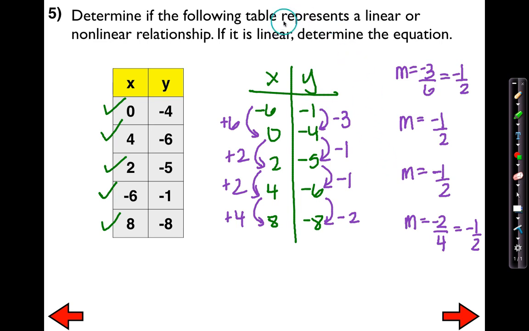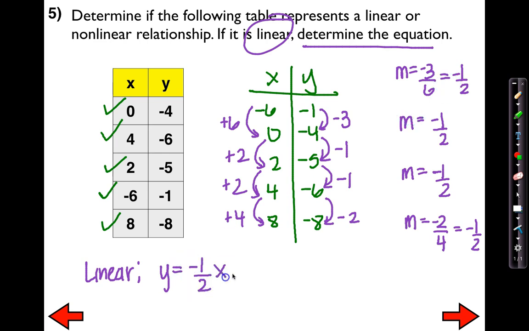So, is this linear? The answer is yes. But we got a little bit more work to do. We need to determine that equation. So here, I already know half of the equation. I know that the slope is m, so I can go ahead and say y equals, instead of m, I'm going to replace that with -1/2 x. Now I just got to figure out the plus b.